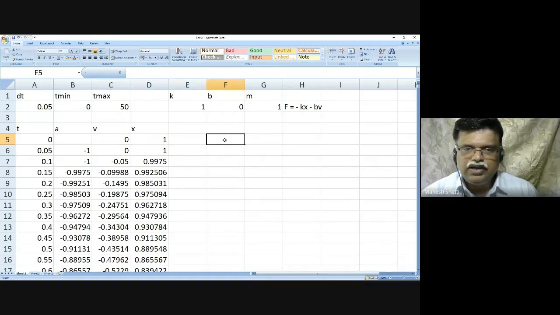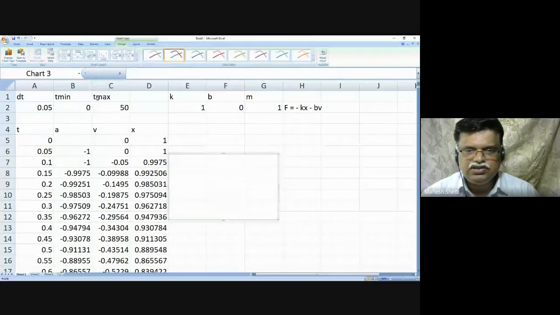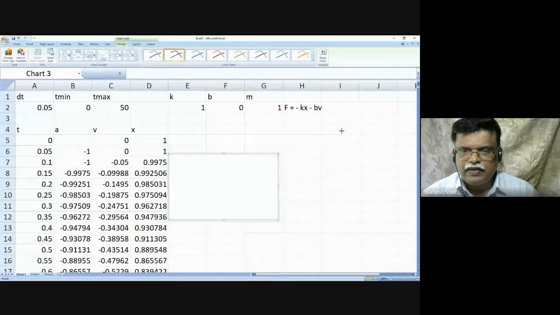So what I can do is start plotting the chart directly first, and then I'll select the data.